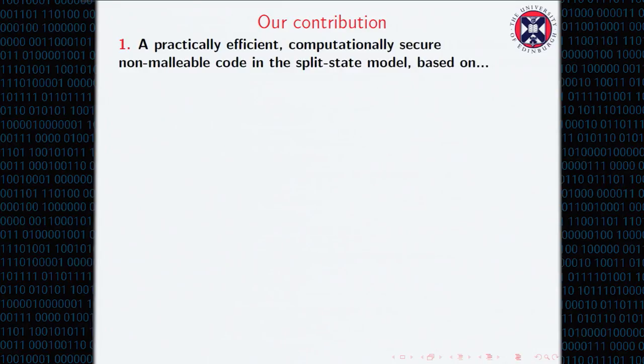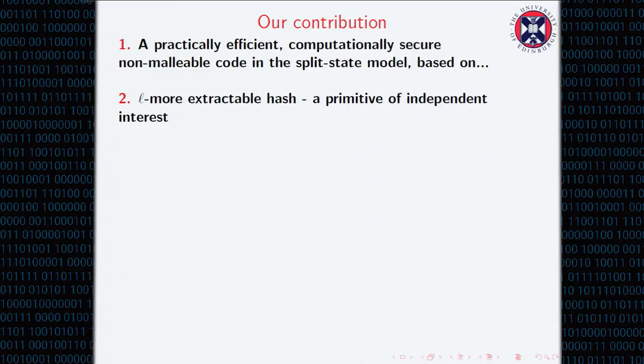So in this work, we construct practically efficient computationally secure non-malleable codes in the split-state model, the model I just presented. Our construction is based on a primitive that we define and construct, which is called Elmore extractable hash, which we believe is a primitive of independent interest.